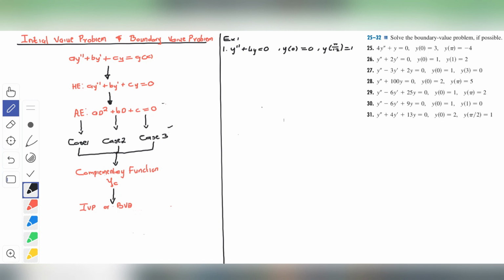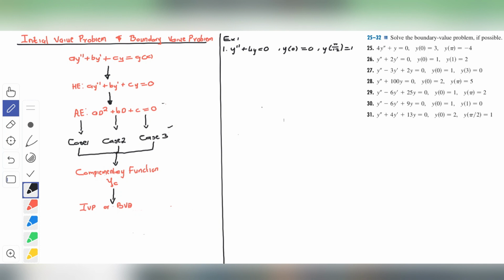The first example says solve the boundary value problem if possible. In most cases with boundary value problems, you'll find it's very difficult to find the answers, so don't be scared or think you are wrong whenever you can't get an answer. It is possible that you don't find answers in a boundary value problem. So now let's do the example.